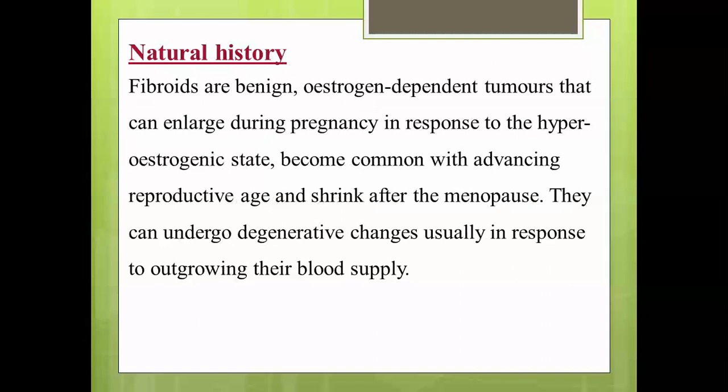What is the natural history of fibroid? What I mean is, what is the fate of fibroid? Fibroids are benign estrogen-dependent tumors that can enlarge during pregnancy in response to the hyperestrogenic state, become common with advancing reproductive age, and shrink after menopause. They can undergo degenerative changes, usually in response to outgrowing their blood supply.